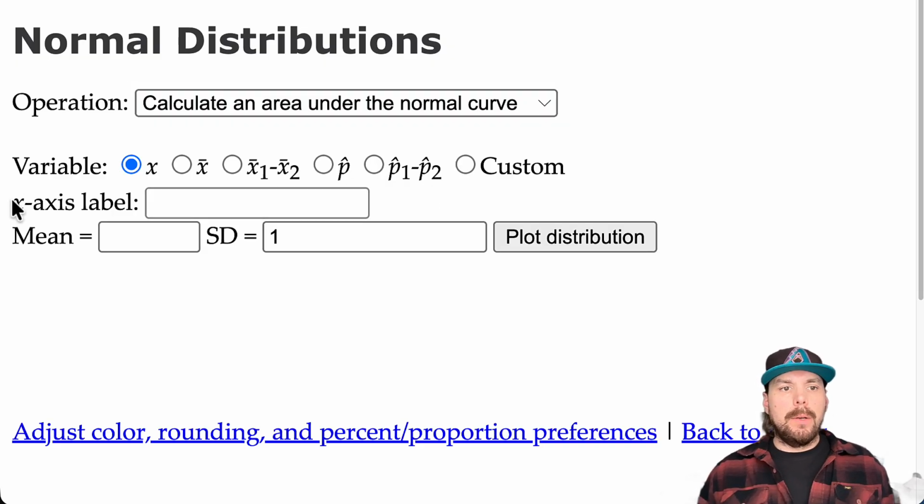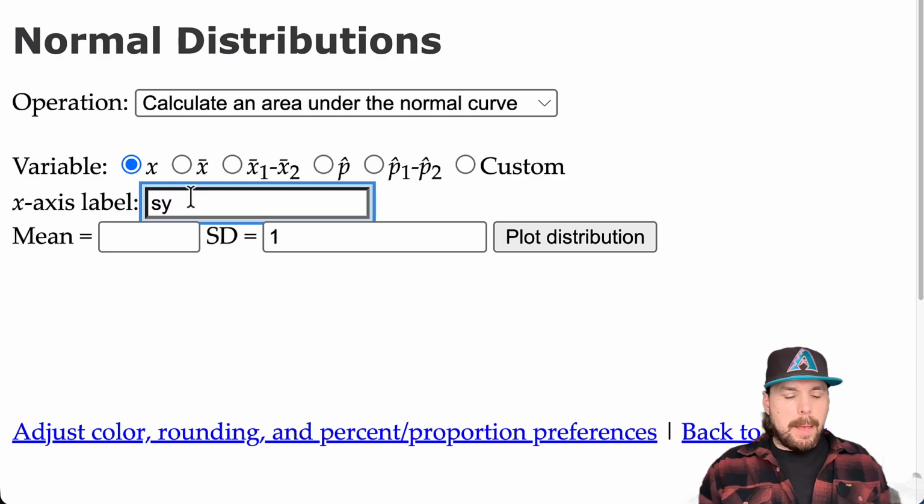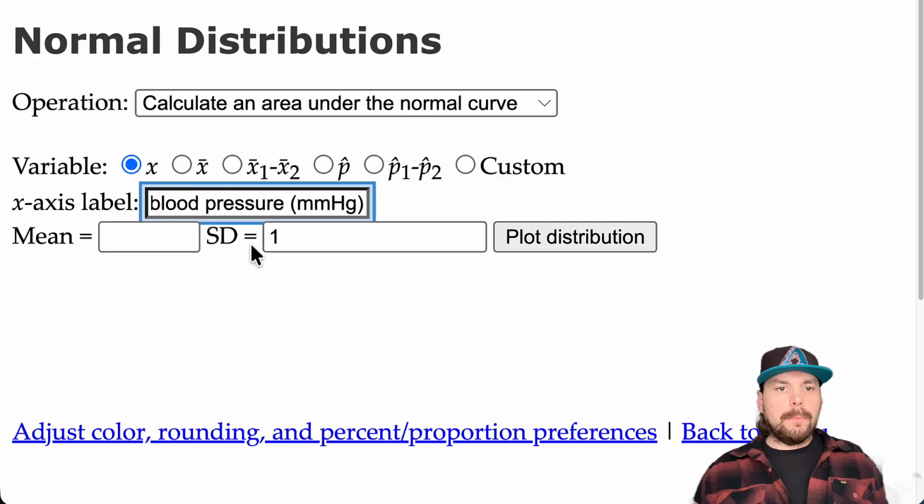So here, this is a great time for this x-axis label input. Right under that variable selection, I will input systolic blood pressure in parentheses mmHg. That's just going to label the x-axis on our completed graph. I did leave the variable set to x. That was the default. This is where we're going to start.